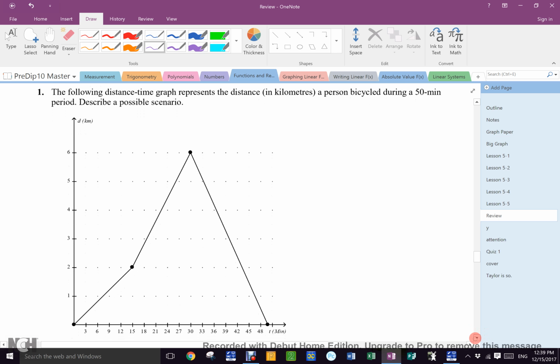Describe a possible scenario. Now remember, in the very near future, this question will be graded differently than now. Right now, could you get away with the person rode their bike for a while? And then rode their bike a little further at a faster pace and then turned around and went home? Would that get you all the marks available to you? Right now, yes.